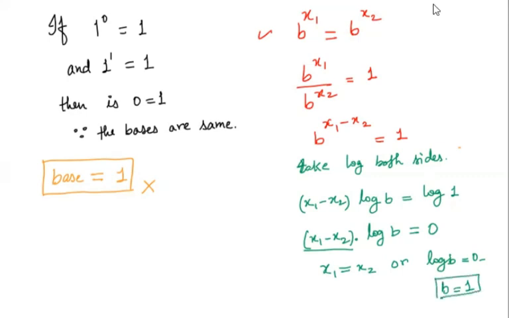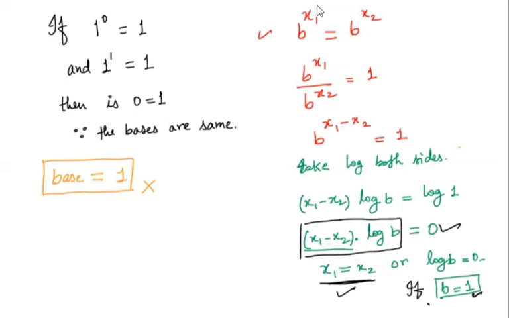So what we learn from here is that when the base is equal to 1, this product is equal to 0, isn't it? So it is not necessary that x1 should be equal to x2. Are you getting it? When b is equal to 1, that is a sufficient condition to show that this product is equal to 0. Right. So when the base is equal to 1, it is not necessary that x1 should be equal to x2.